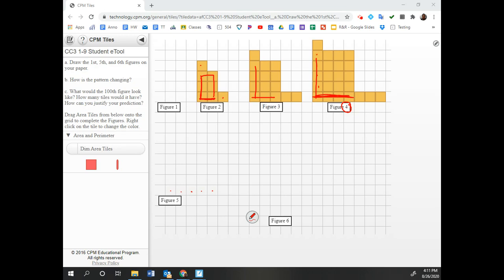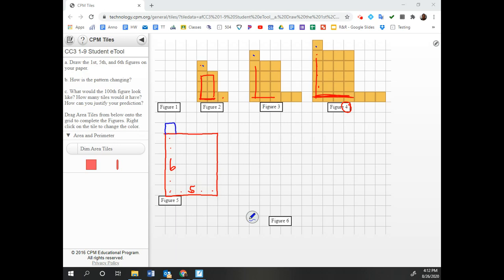Figure 4 has 5, 3 has 4, 2 has 3. So it seems to be 1 more than the figure number. So figure 5 should have 6. So 1, 2, 3, 4, 5, 6. So here is my rectangle that goes on the bottom corner of my shape. It's a 5 by 6 rectangle. Okay? Cool. Oh, now I do know the top. Remember the top? It's just 1 tile. So I'm just going to put the 1 tile here on the corner.